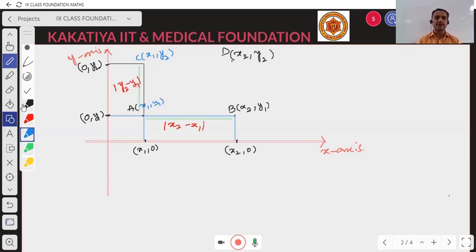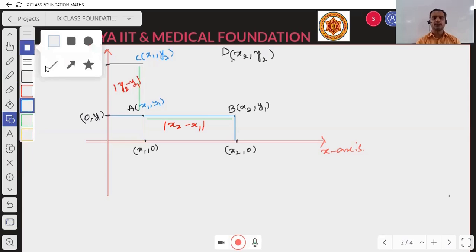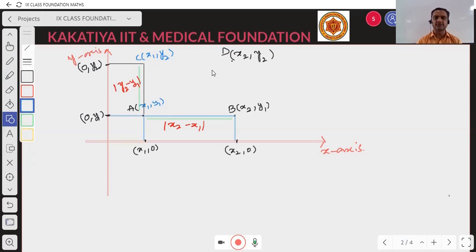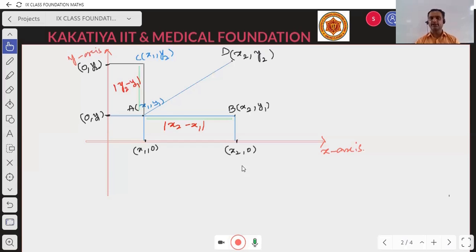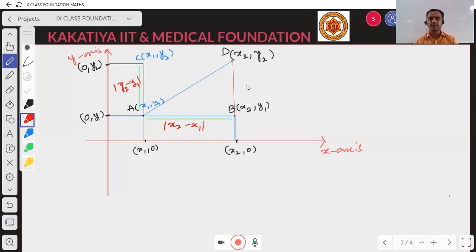Now if I try to connect this with point A, we need to find the distance between A and D. That's what the concept is. What is A here? x1, y1, and D is x2, y2. For that, what will I do? I will first take a projection from D onto the x-axis. It will give me this part, and we got this distance as mod y2 minus y1, right?